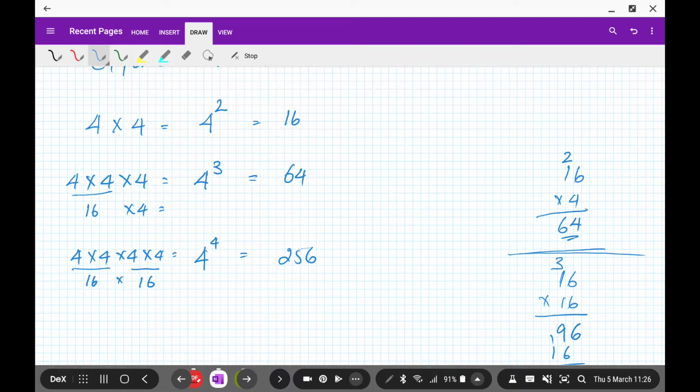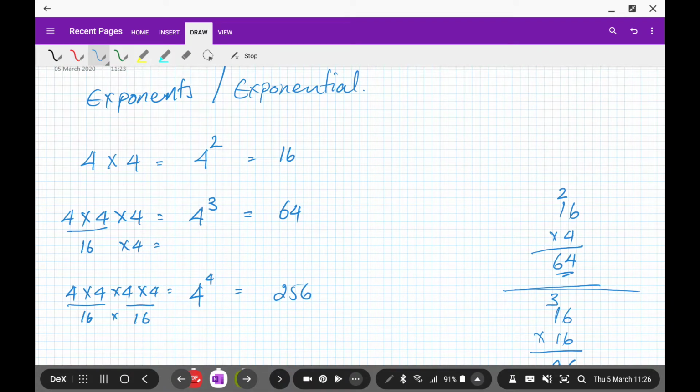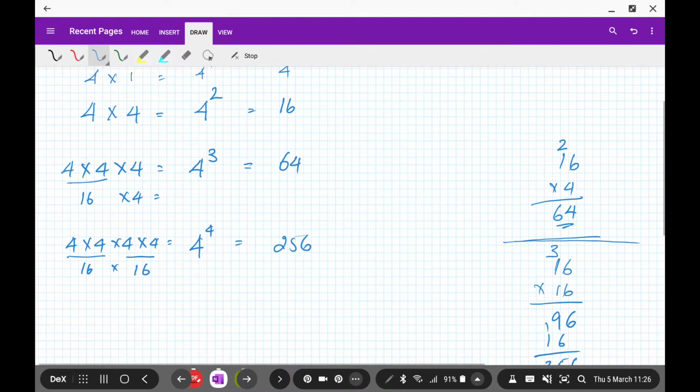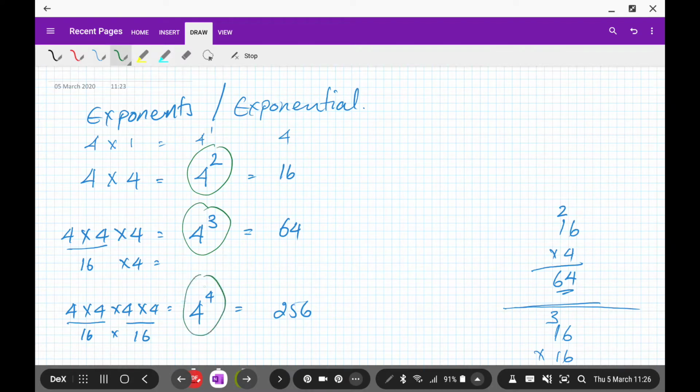So what we have seen here is there's a pattern. In this case, if it was 4 to the 1, we don't write 4 to the power of 1, but it just means 4. So it started with 4 and then went to 16, then 64, and then 256. Every time you add one more number, can you see how it's expanding? The number is getting larger and larger and larger. So it's a pattern.